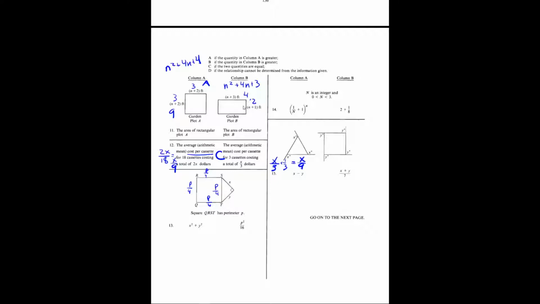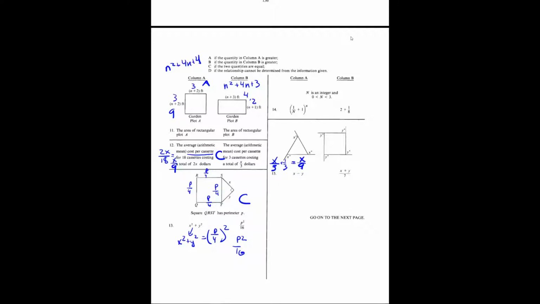Well, we know from the Pythagorean theorem, since we have a right triangle here, we can set up an expression that compares these two. So x squared plus y squared is going to equal this. X squared plus y squared is going to equal P over 4 squared. And if we look at that, x squared plus y squared is right here, and this becomes P squared over 16, which means the values are going to be the same, so we're going to choose C.